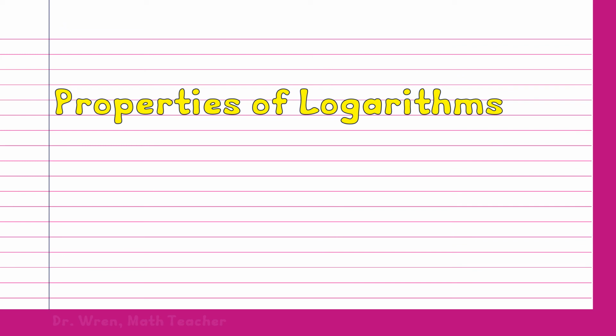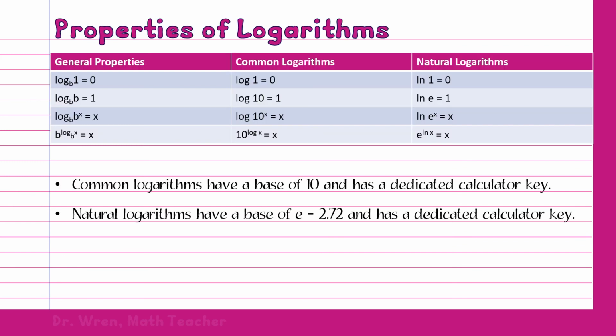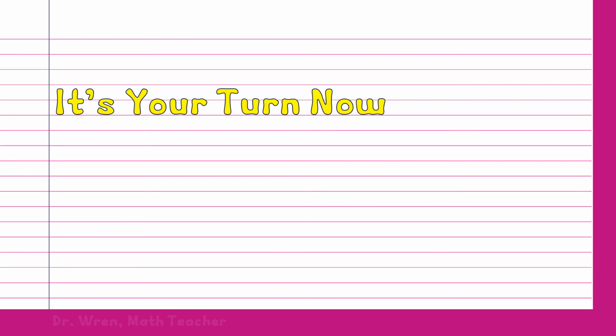Let's look at general, common, and natural logarithmic properties. General properties are with regard to logarithms of any base b. Common and natural logarithms are standard and exclusive in American textbooks and calculators. Common logs have a base of 10. Natural logs have a base of e equals 2.72. Please memorize these properties.